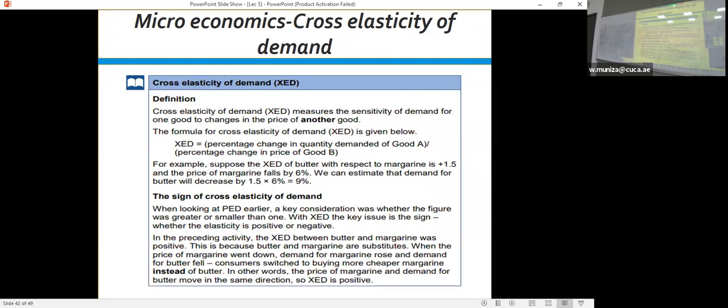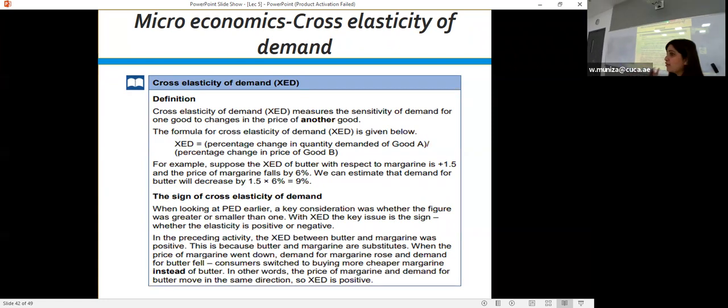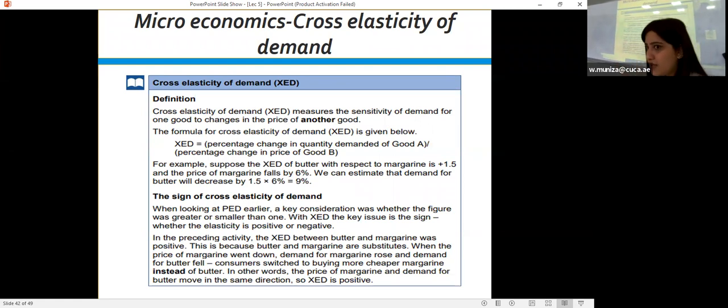Okay, now dear students, we are going to discuss the concept of cross elasticity of demand. What is the cross elasticity of demand? Let's read. Cross elasticity of demand, which is going to be denoted as cross ED, measures the sensitivity of the demand for one good to changes in the price of another good. Some goods are complementing each other, some goods are substituting each other. So by changing the price of one substitute, we check whether there is a change in the demand of the other substitute or not. This is known as cross elasticity of demand.